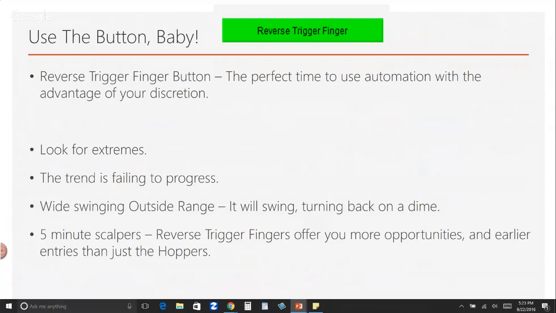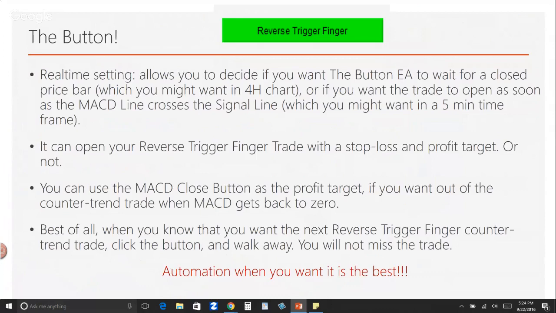Anyways, back to the button, the reverse trigger finger button. It's a perfect time to use automation with the advantage of your own discretion, because you're looking for extremes. You're seeing that the trend is failing to progress, or you're seeing a wide swinging outside range, and you know that it's going to swing, turning back on a dime. And when you have the ability to click on automation in those moments, you're going to get the best possible timing for getting your trade opened, or just getting your trade opened automatically so you don't have to sit there and watch for it.